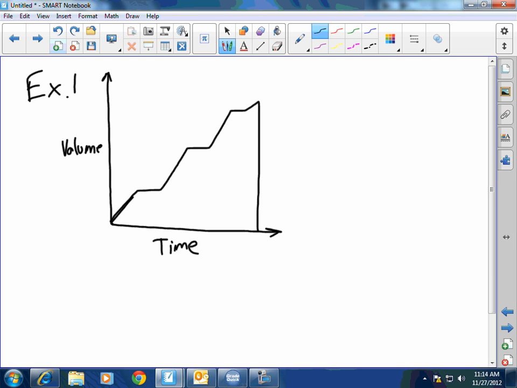Okay, let's look at what's happening here. The graph shows the volume, being the space taken up by air in a balloon as you blow it up until it pops. What are the variables? Describe how the variables are related at various points on the graph. Okay, well, first of all, what are the variables here?